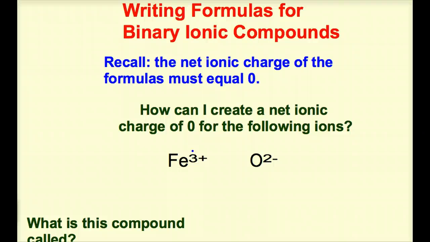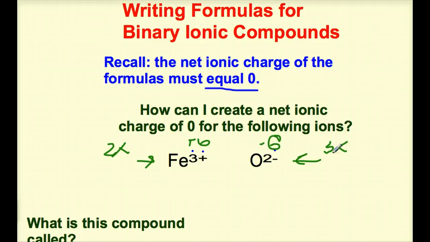Alright, writing formulas for binary ionic compounds. Recall the net ionic charge of formulas must equal 0. So how can I create a net ionic charge of 0 for the following ions? If this is a 3 plus and this is a 2 negative, let's take a look at our common multiples. I need to find balance between these, right? So if I find balance between these, the only way to balance this is if I have the charges of 6, right? So in order to do this, I want this to become a plus 6, and I want this to become a minus 6. Well, isn't the only way to do that if I have this 2 times, right? A positive 3 times 2 is a positive 6. And the only way to do this is if I multiply by 3 times, right?